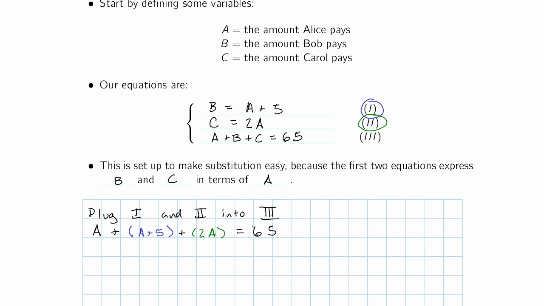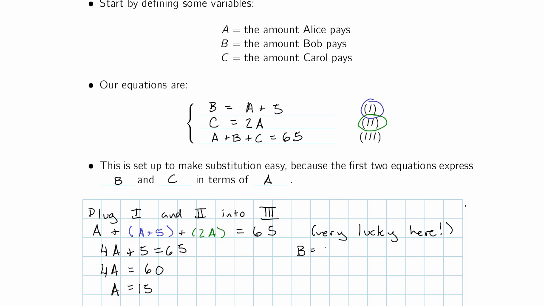We're very lucky here. We usually won't be this lucky, even when we do have an equation that makes substitution easy. But now here, the parentheses aren't doing any work. We can drop them, combine like terms, and we have 4A plus 5 is 65. 4A is 60. So A is 15. Alice is paying $15.